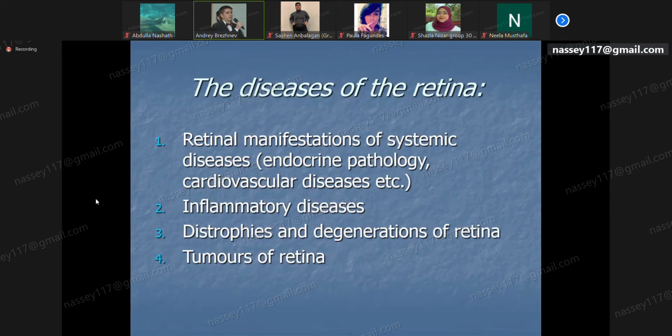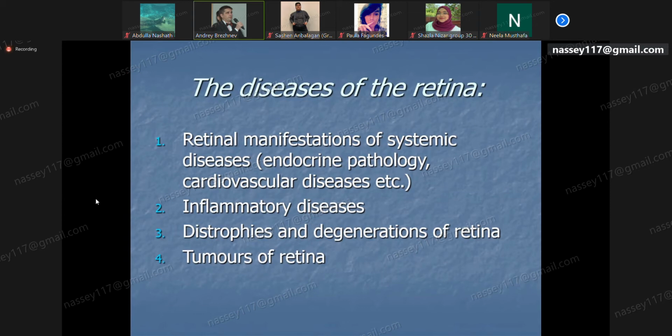Among the diseases of the retina, the main forms are retinal manifestations of systemic diseases. For example, endocrine pathology, especially diabetes mellitus. Cardiovascular disorders like arterial hypertension, atherosclerosis, and so on. Several renal disorders, several other endocrine disorders. All of them can cause changes in the retinal tissues and in the retinal blood vessels. And sometimes it's a sign of the severity of the systemic disorder.